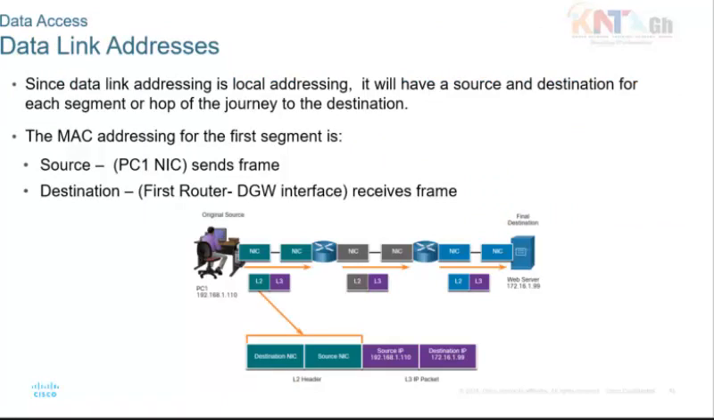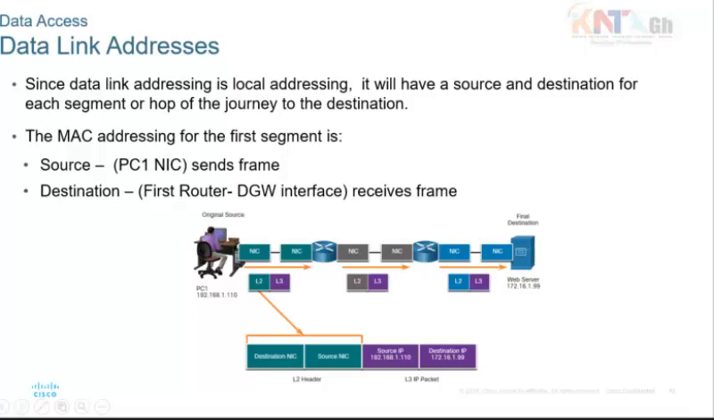Data link addresses. Since the data link addressing is local addressing, it will have a source and destination for each segment, or hop, of the journey to the destination. The MAC addressing for the first segment is the source PC, and the network interface card of the PC will send a frame to the destination, which is the first router. This is the first router's network interface card that will receive the frame.